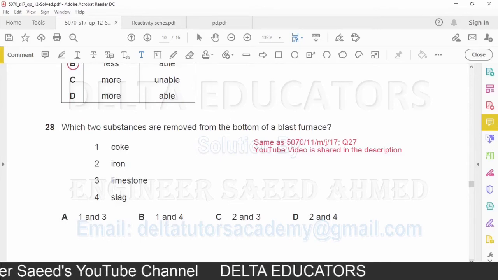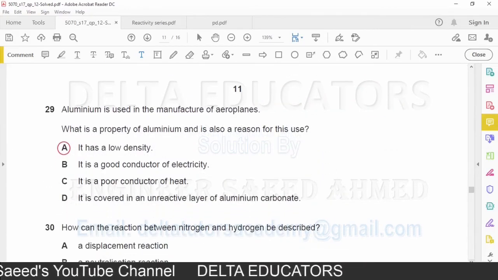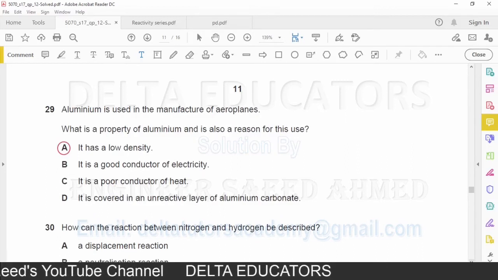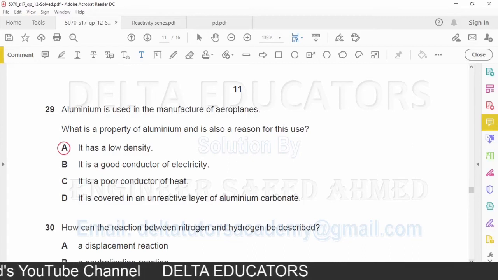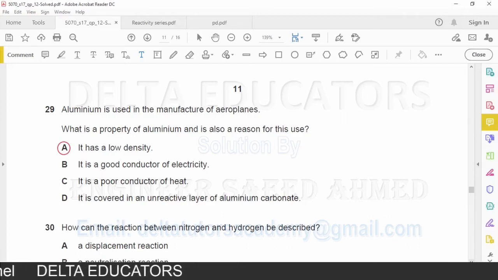Question number 28 is same as in paper 1 variant 1. Question number 29. Aluminum is used in the manufacture of aeroplanes. What is a property of aluminum and is also a reason for this use? Option A, it has a low density. Yes, it is the correct option. That's why we use aluminum to make aeroplanes, so that aeroplanes will be light in weight and less fuel will be required to run the aeroplane. So here correct option is option A.